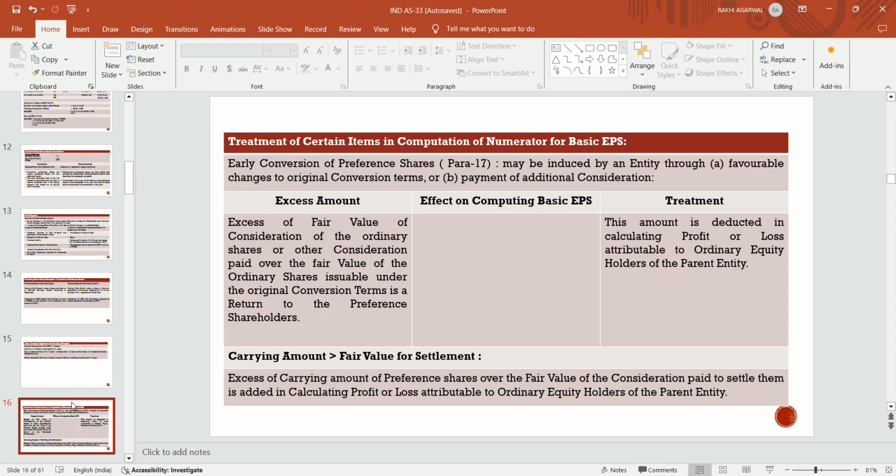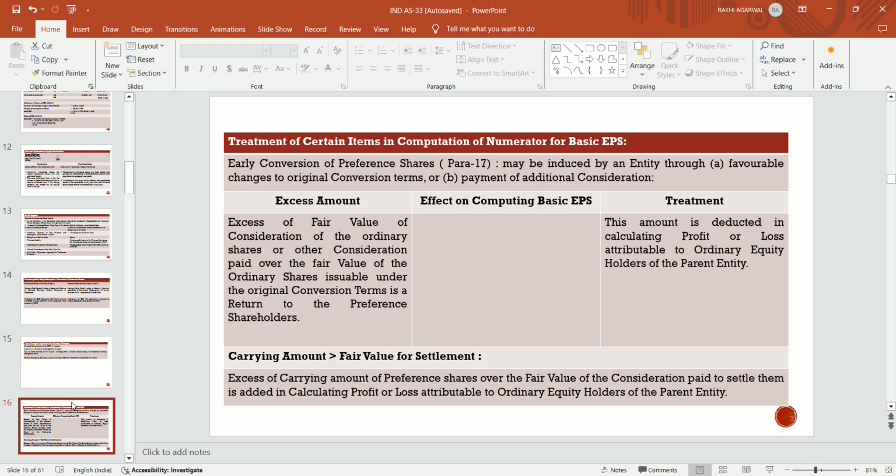So that excess of the fair value of consideration of the ordinary shares or other consideration paid over the fair value of ordinary shares issuable under the original conversion terms, under the original contract, whatever they pay in excess due to early conversion, that excess amount is a return to the preference shareholders. That excess amount is treated as a return to the preference shareholder, and its treatment is that this amount is deducted in calculating the profit or loss attributable to ordinary equity holders of the parent. So this amount in the hands of the entity is to be deducted as a cost while calculating the net profit attributable to the equity shareholders.